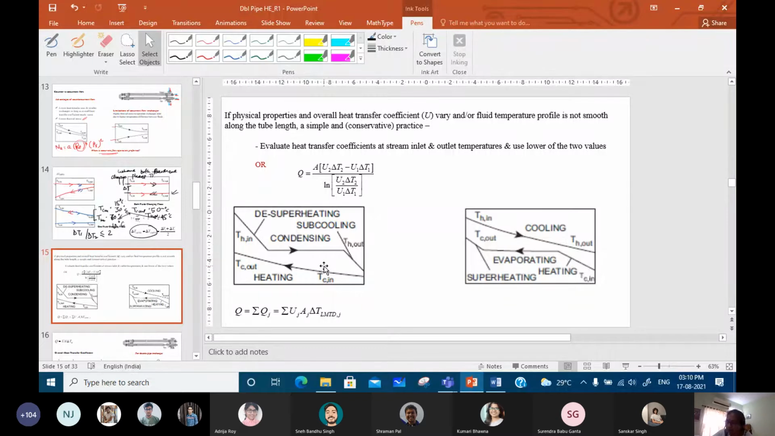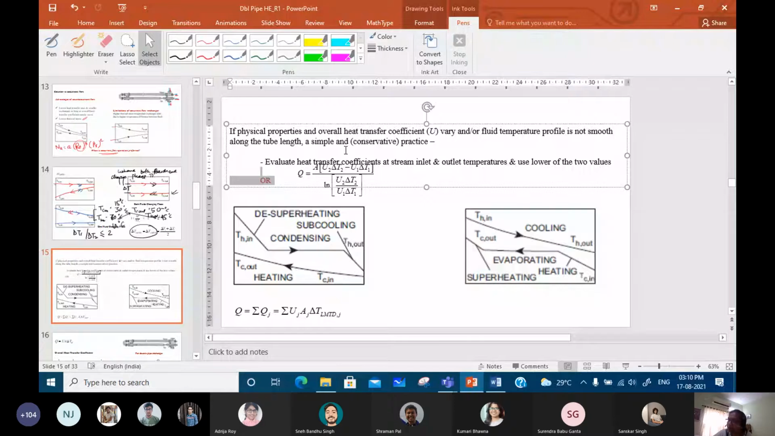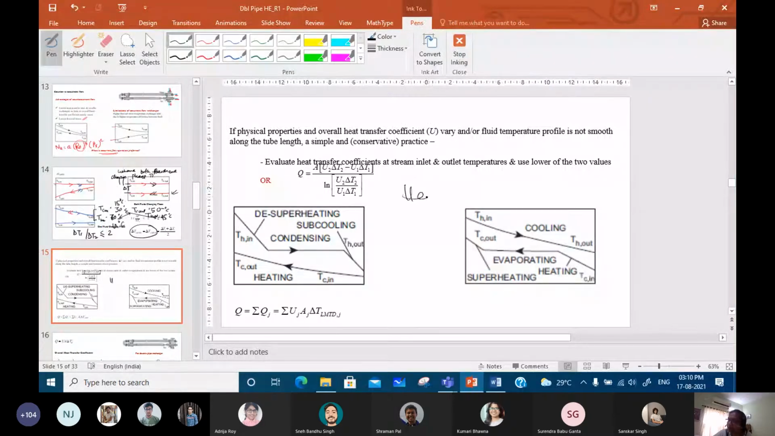Can you tell me? It's fortunate that your problem does not involve all these things, but I would still like to know from you: suppose the heating fluid, for instance, is being cooled and then it changes phase and then is cooled further. For such cases, how do you go about finding out the LMTD? Anybody, any idea? Ma'am, we can break it into 3 phases. Perfect.